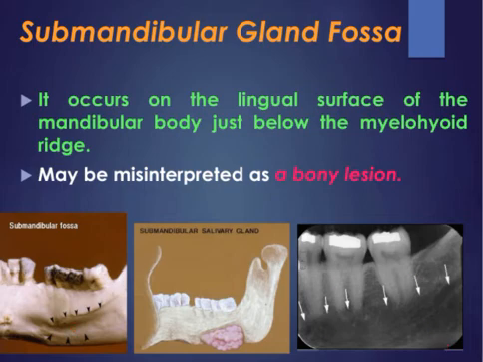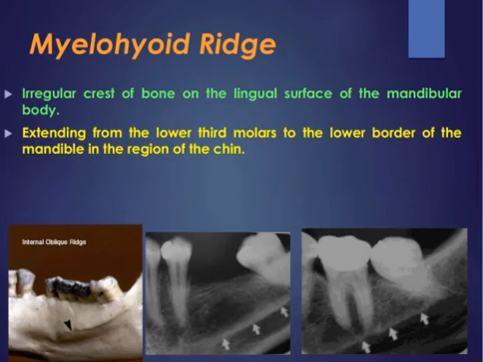Sometimes it is seen below the mylohyoid ridge, and sometimes it is seen overlapping the mylohyoid ridge if your angulation is foreshortened. Here, this is the mylohyoid ridge. As we discussed, the ridge is a linear radiopacity in the radiograph. Here you can see the mylohyoid ridge in the periapical region of the molar teeth. In this image, the submandibular gland fossa is overlapping with the mylohyoid ridge, and here it is beneath the mylohyoid ridge.